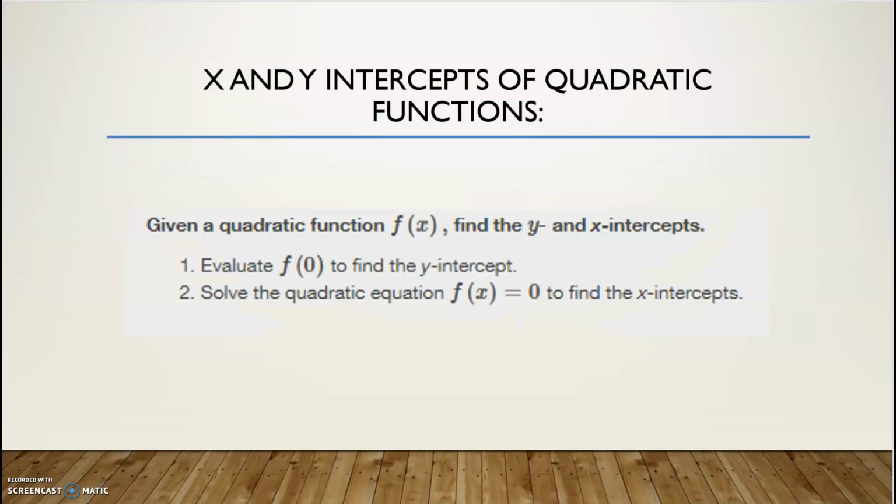All right, let's talk about x and y intercepts for quadratic functions. So if you're going to find the y-intercept, that means that x is equal to 0. So what you would do is you would plug in 0 every time you see an x within the function. If you're going to solve for the x-intercept, that means y equals 0. So you would set the function equal to 0 and then solve for x.